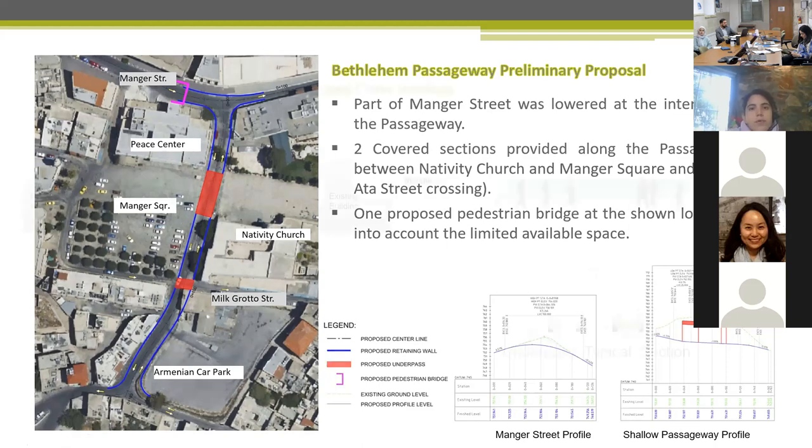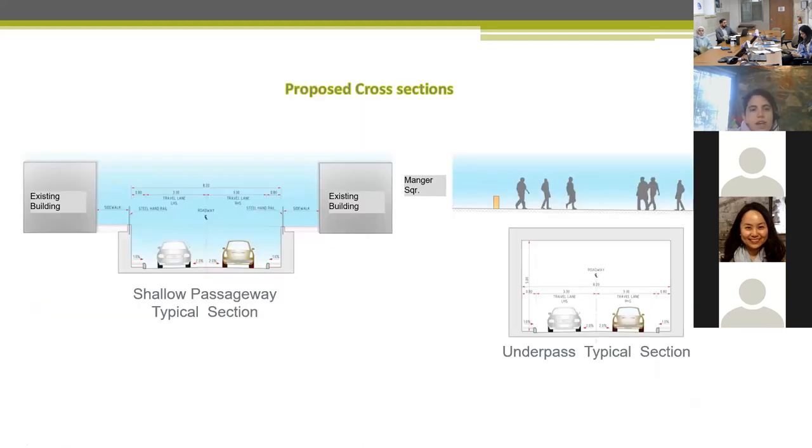And this is the proposed cross section. So we see the shallow passageway typical section at Mandir Square versus the underpass typical section at the Nativity Church, which is much lower and under the ground.